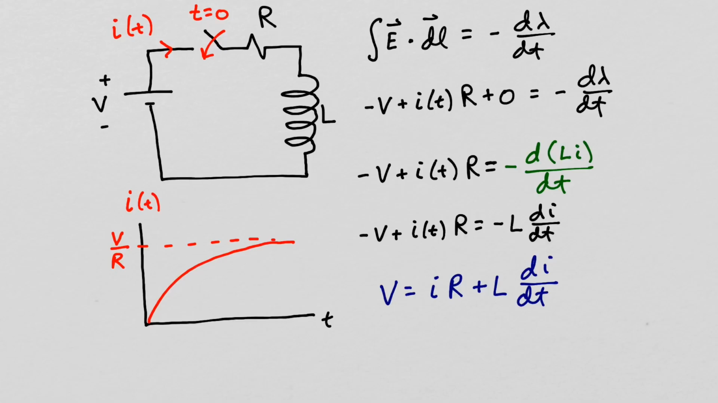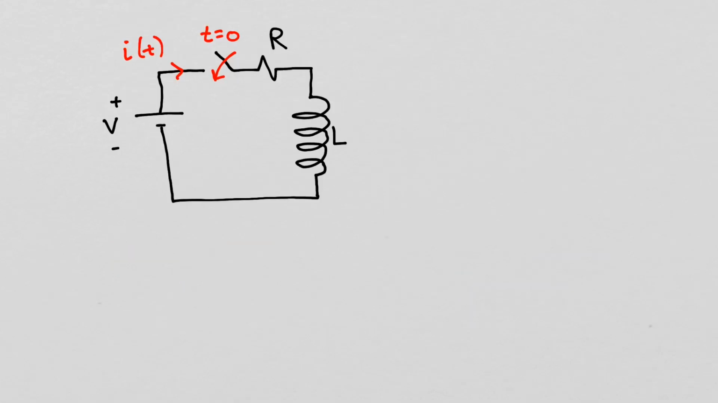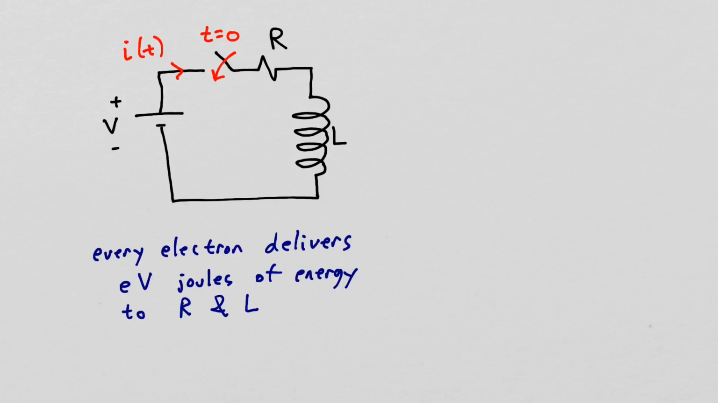When an electron flows around this circuit, it delivers energy to the inductor and the resistor. The potential difference across the resistor and inductor is the amount of work it takes to move 1 coulomb of charge from the negative terminal to the positive terminal. So an electron flowing around the circuit will deliver an energy of e times V to the inductor and the resistor, where e is the magnitude of the charge on an electron, 1.6 times 10 to the minus 19 coulombs.